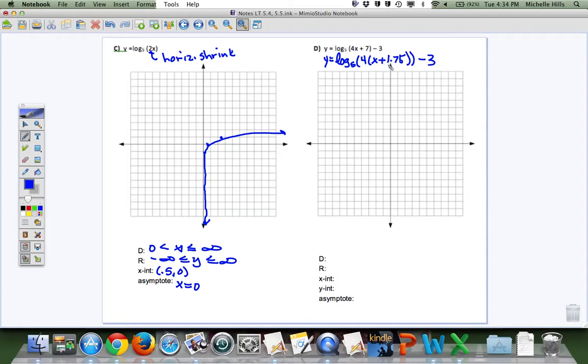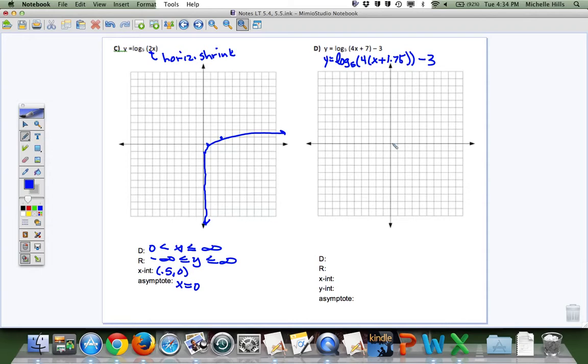I'm going to go left 1 3/4 and down 3. So I go back to where I would have gone with my original base 5 logarithm. Y to the 0 power is 1, so I would have been at 1. But I'm at 1/4 of that, so I'm at 1/4. And then I move 1.75 to the left.